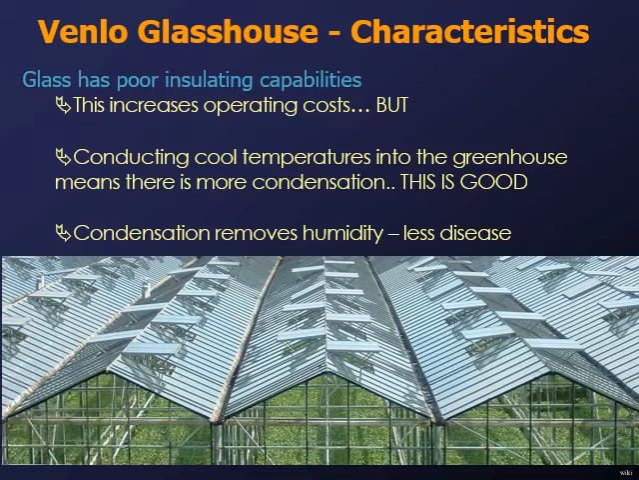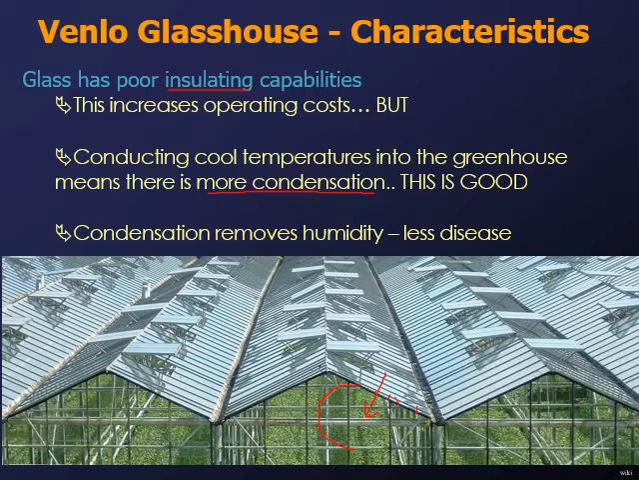So it has poor insulating capacity, which means that it's going to let heat out, because glass is just a thin layer of glass. I mean, if it's cold outside, it's coming right through the glass. Press your face against a window and you'll see what I mean. So it's conducting the cool temperatures outside into the greenhouse, right? That means also that there's more condensation. So if you have humid air in the greenhouse, it touches the cold glass, the moisture condenses and forms droplets.